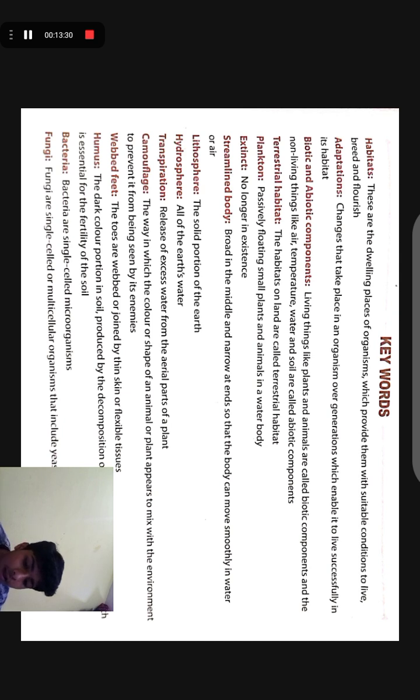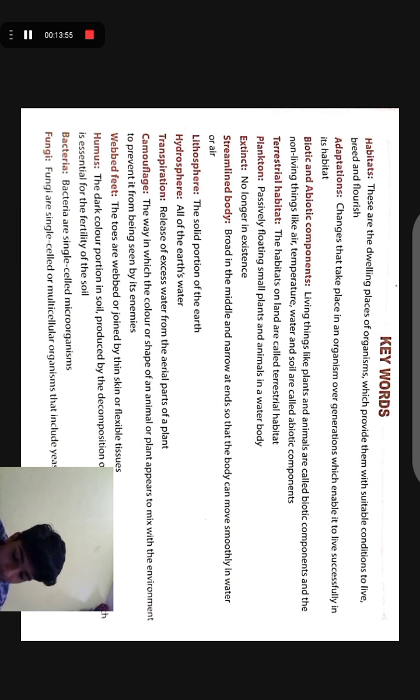The habitats on land are called terrestrial habitats. Let's come to plankton: passively floating small plants and animals in a water body. Extinct: no longer in existence. Streamlined body: broad in the middle and narrow at the ends, so the body moves smoothly in water or air. Lithosphere: the solid portion of the earth.